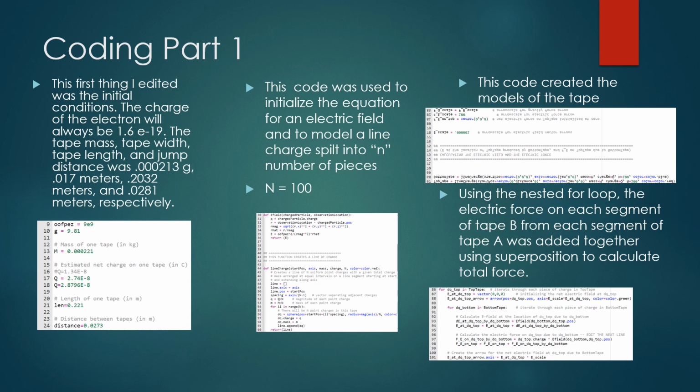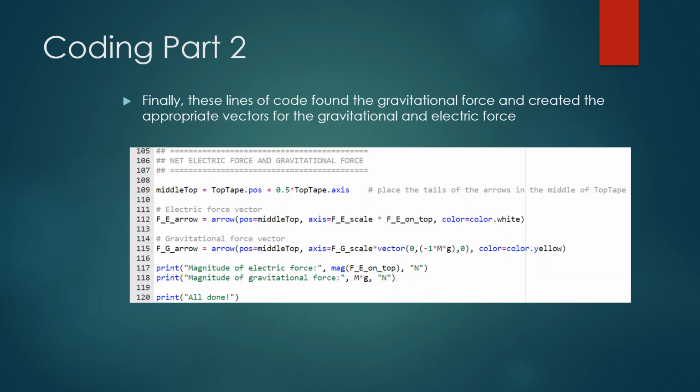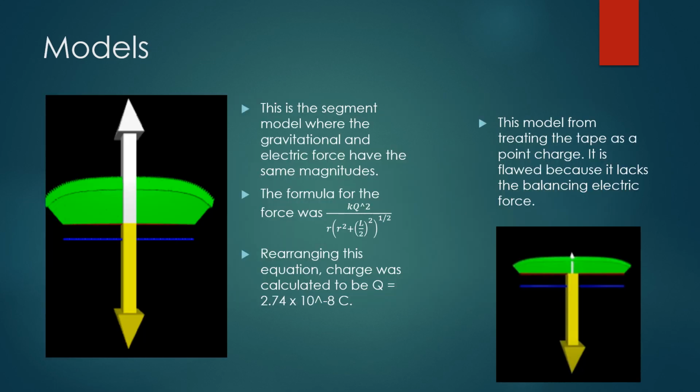This included me splitting up the tape into a certain number of pieces, and n was supposed to be 100. Next, in the top right of the slide, this code simply creates the model of the tape, and then in the bottom right of the slide, the necessary for loop calculates the electric force on each segment, and then it goes to add up all the electric forces using superposition to calculate the total force. Finally, these lines of the code found the gravitational force and created the appropriate vectors for the gravitational and electric force.